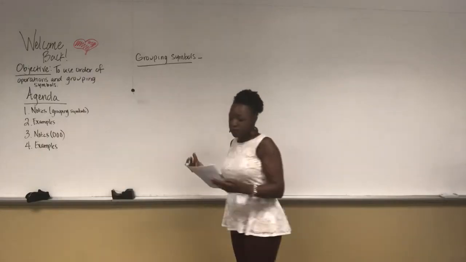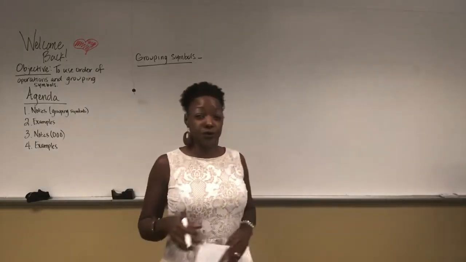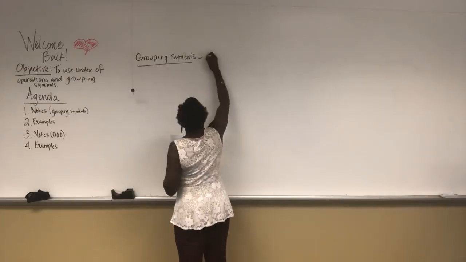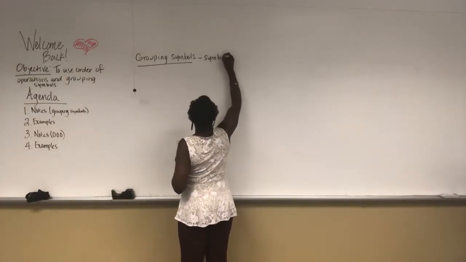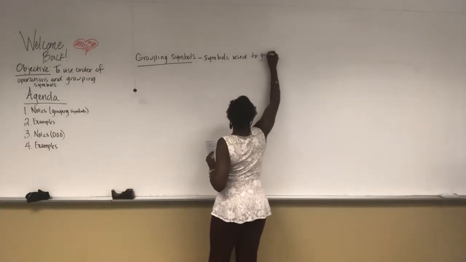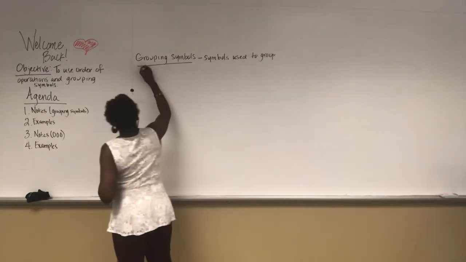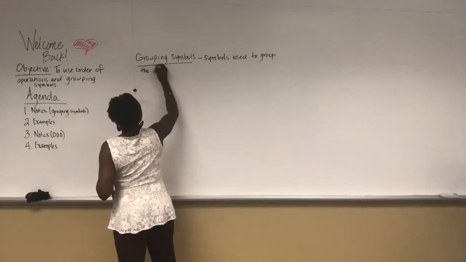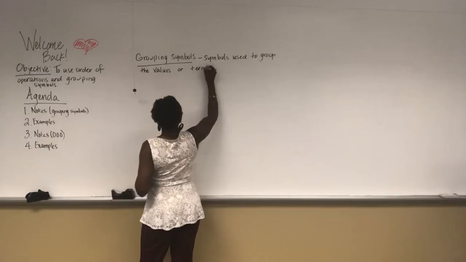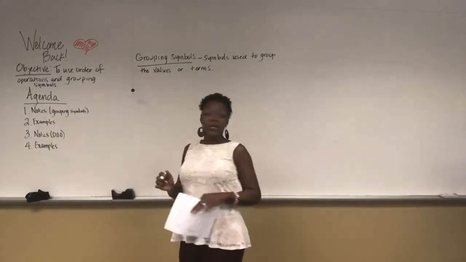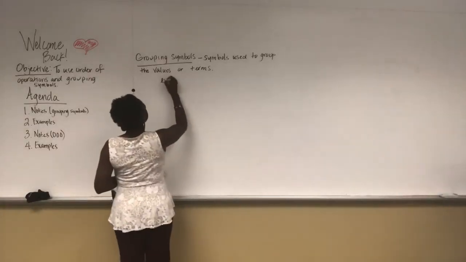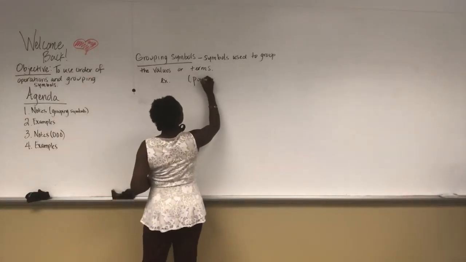Grouping symbols, these are symbols used to group your values or your terms. We aren't really talking about terms right now, but we will get there. So right now, this definition will work. Symbols used to group values or terms. What you will see most often that we'll be working with is parentheses. So here are your examples. We're going to have parentheses.